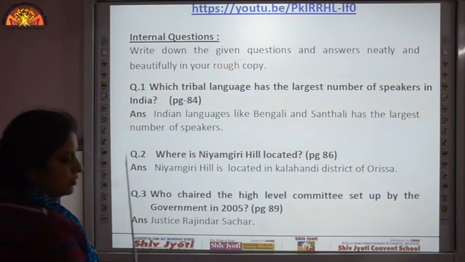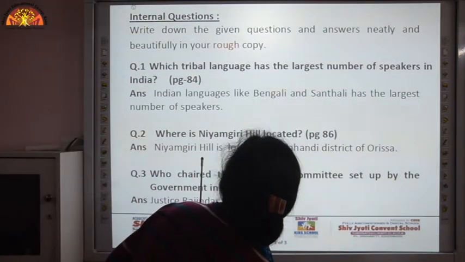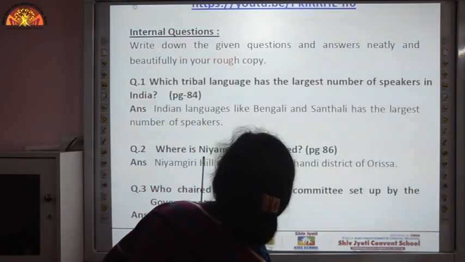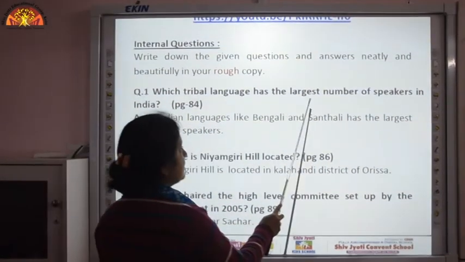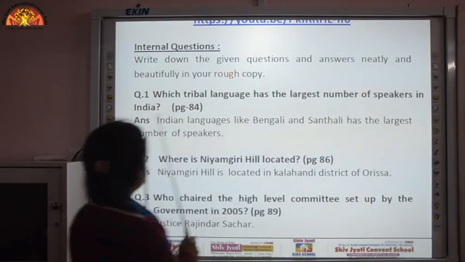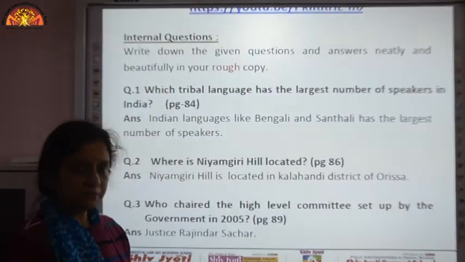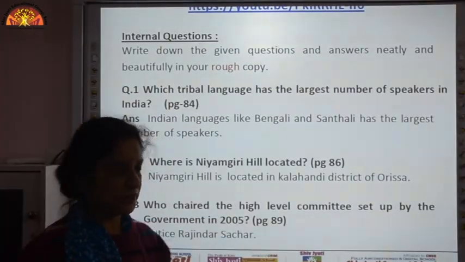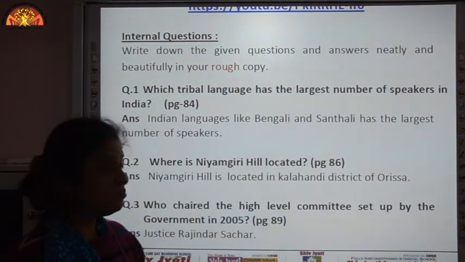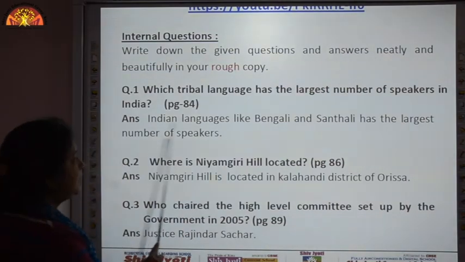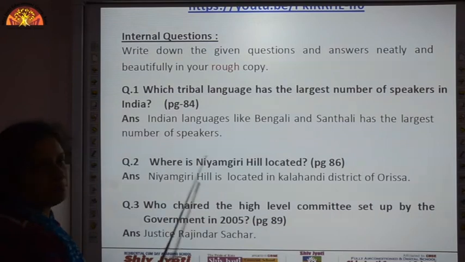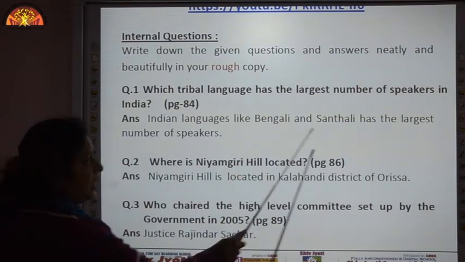Question number 1. Which tribal language has the largest number of speakers in India? बेटा जो ट्राइबल ग्रुप्स हैं उनकी अपनी लैंग्वेज है, बहुत सारी लैंग्वेजेस में वो लोग बोलते हैं, उनमें से कौन सी सबसे ज़्यादा बोले जाने वाली है? वो इंडियन लैंग्वेजेस लाइक बंगाली एंड संथली हैज़ द लार्जेस्ट नंबर ऑफ स्पीकर्स, बंगाली एंड संथली.